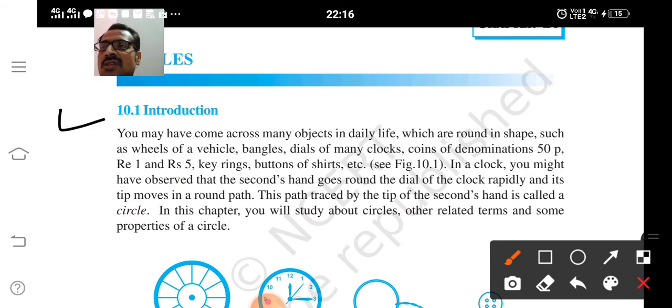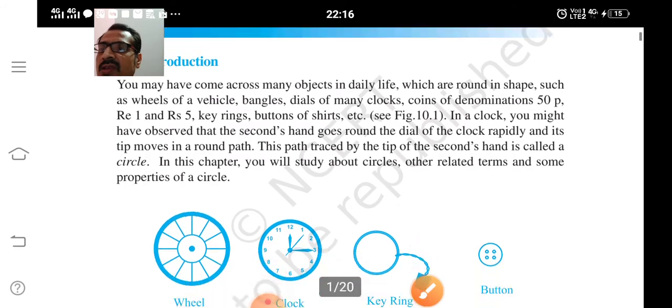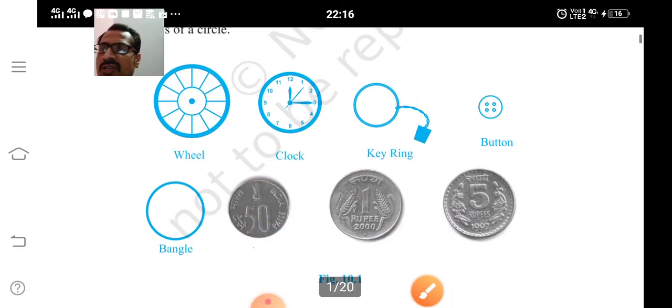See, about all these shapes we know very well. About circular shape, we have been studying from standard 5th. So we know very well that this shape is called circular. Here all the circular shapes are given.